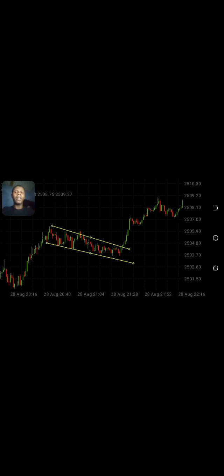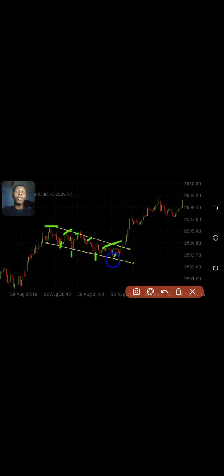Now you'll be asking, what about this? Why didn't you allow it to touch it? Now this shows a break in the trend line. Okay. We focus on the ones that are majorly touching it. That is what we focus on. Majorly the ones that are touching it.